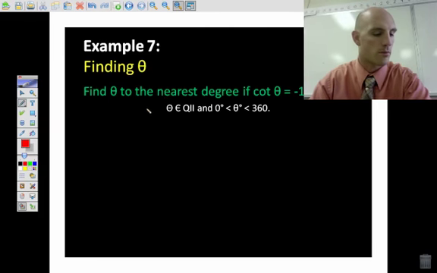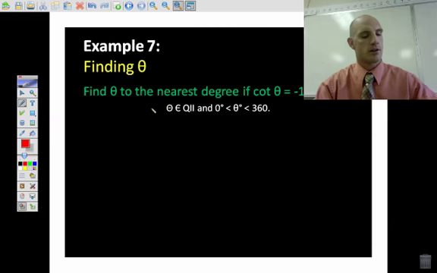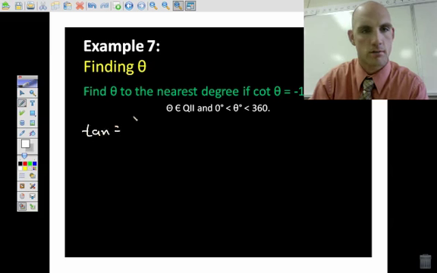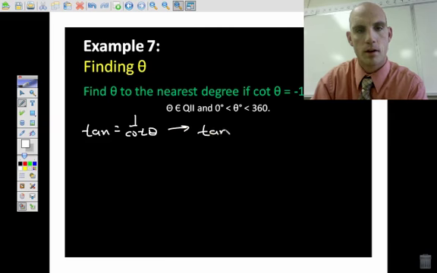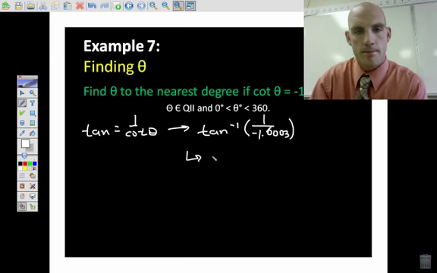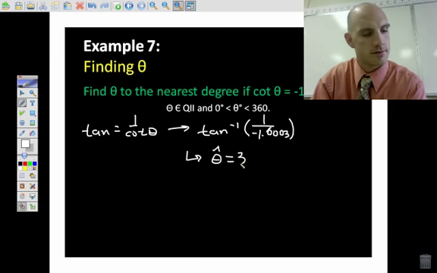Okay? Let's try one more. Here's another cofunction. If you want to try this one, go ahead. I'm going to roll straight through here. I'm remembering, of course, that cotangent is related to tangent in this way: tangent is equal to 1 over cotangent. So I'm going to take the inverse tangent of 1 divided by negative 1.6003. When I do that, I get theta hat is equal to 32 degrees.